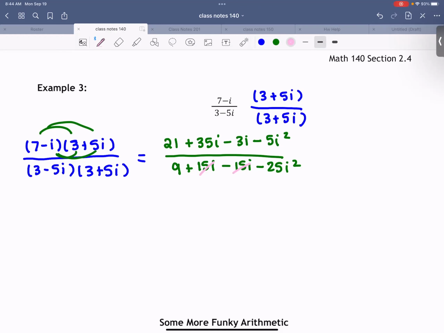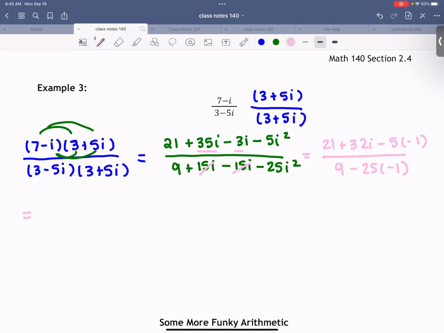Okay. Looks like we can combine the 35 and the 3, right? So it looks like we have 21 plus 33i, right? Is it 32? Right, thanks. Oh my gosh, 32i. Gotta make a mistake sometime, right? And i squared is just -1, right? So let me combine that step in here too. Okay. On the bottom, looks like we have 9 minus 25 times -1. So I just replace the i squared with a -1.